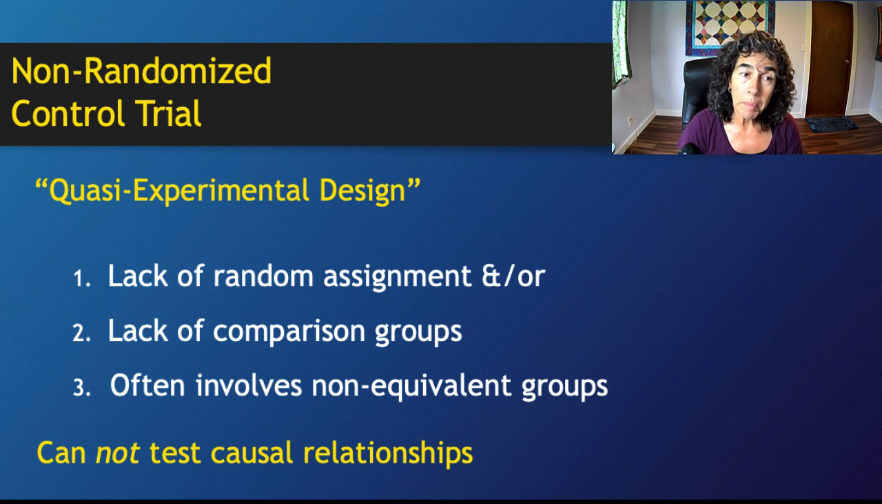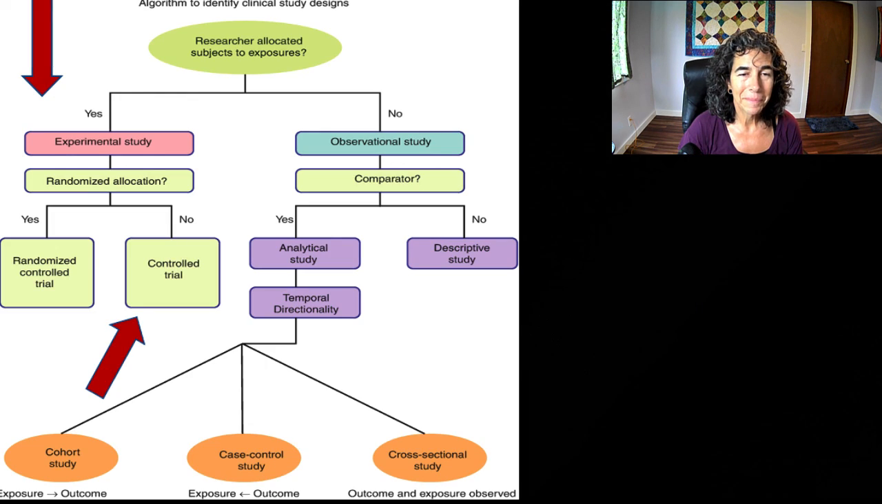Now, remember in the RCT, that was the only design where a causal relationship could be determined. In the non-randomized controlled trial, a causal relationship cannot be determined. And again, we take our visual model, and you can see that it's in the experimental section and the controlled trial, but not a randomized controlled trial.